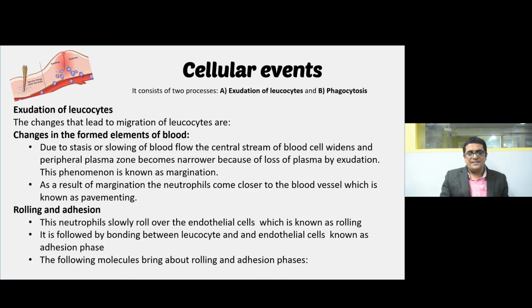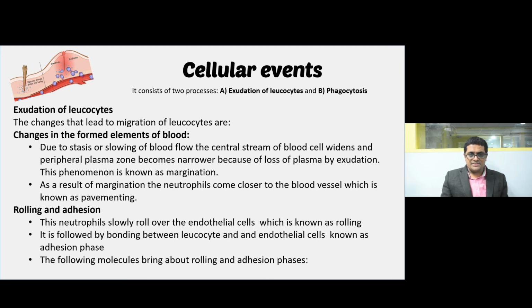The next event is cellular event, and in cellular event there are again two processes. One is the exudation of leukocyte and second one is the phagocytosis. So exudation of leukocyte means the leukocyte migrated from blood vessels to injured part, and these events take place by change in the formed element of the blood.